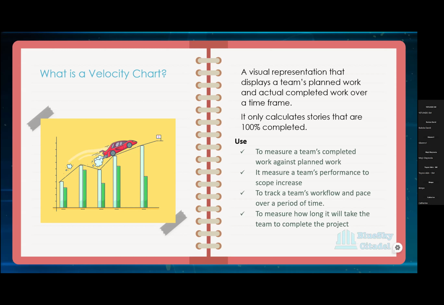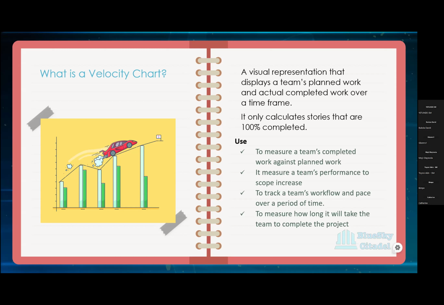And one thing to note is that your velocity only calculates stories that are 100% completed. So if the developer has worked on it, if the QA has worked on it, but UAT has not been done, it doesn't count it as completed. It has to get to the done column, the last either close or done column, before the velocity picks it as completed.